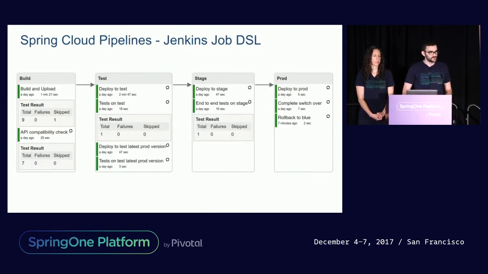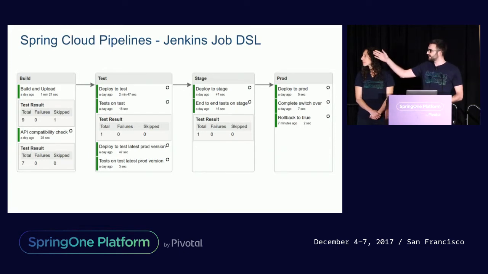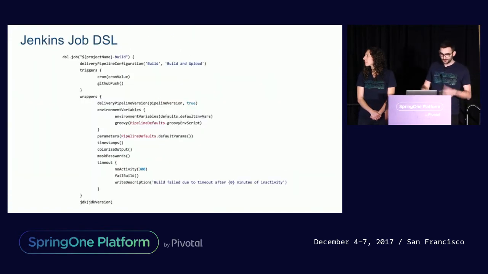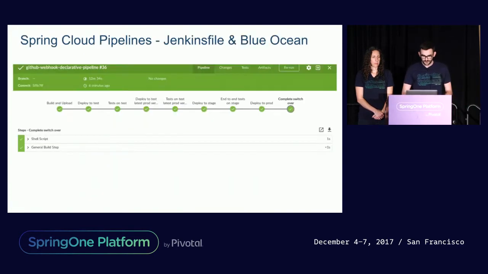Jenkins job DSL. So this is the code written with Jenkins job DSL and delivery pipeline view. So we go from left to right via stages. So we have 4 stages: build, test, stage, and prod. And in each stage, we go from top to bottom, right? So from build and upload to API compatibility check. And you can press the arrows to restart the job. How do you define it? Using a Groovy DSL, which is typed. So you can add to your project the Jenkins job DSL dependency and write code, which you can also test. Your IDE will help you.